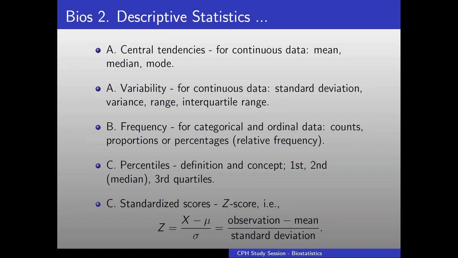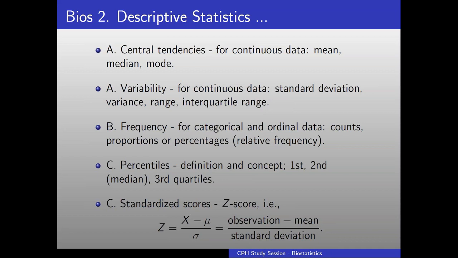For continuous data, you might have something like mean, median, or mode. For variability measures in continuous data, you might have standard deviation. You might have variance, which is the square of the standard deviation. The range, which is the distance from the minimum to the maximum, and interquartile range, which is the distance between the first and third quartile.